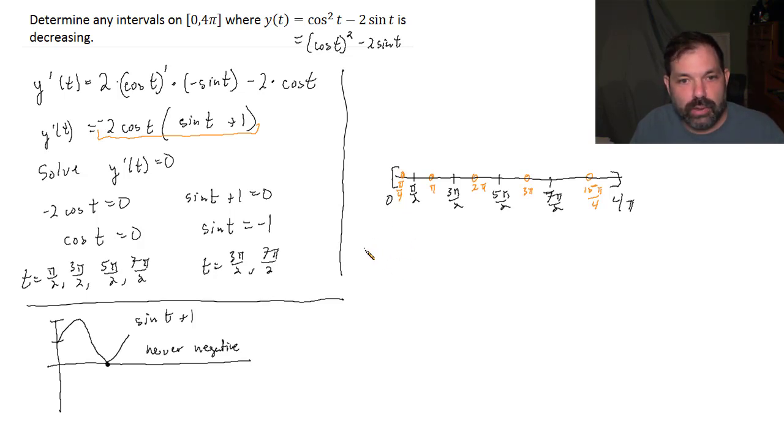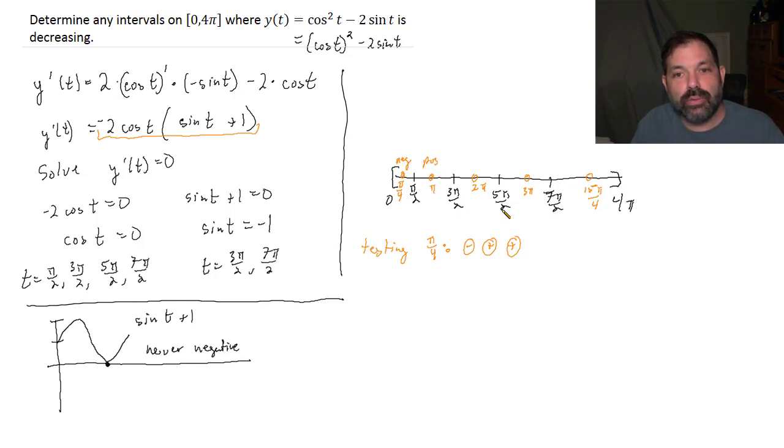So testing pi over 4, I would have the negative from the negative 2. The cosine between 0 and pi over 2 is positive, and then sine t plus 1 would be positive. And so this ends up being a negative. Using a similar idea, between pi over 2 and 3 pi over 2, the cosine is negative. So I'd have a negative times a positive, that would be positive.